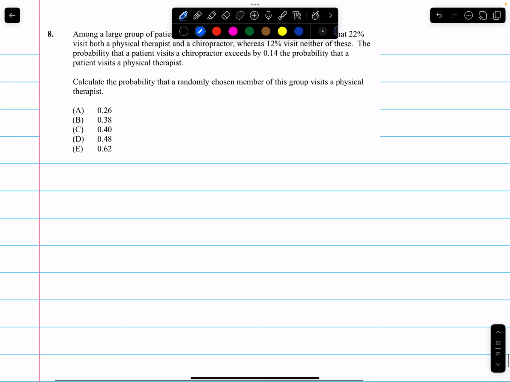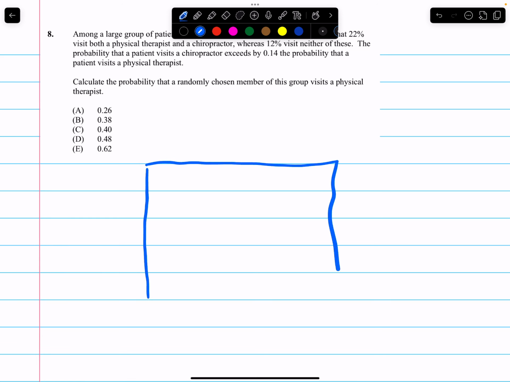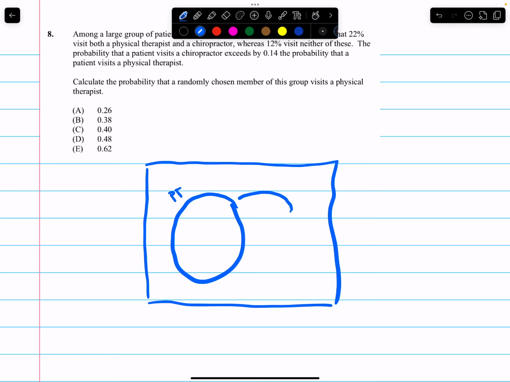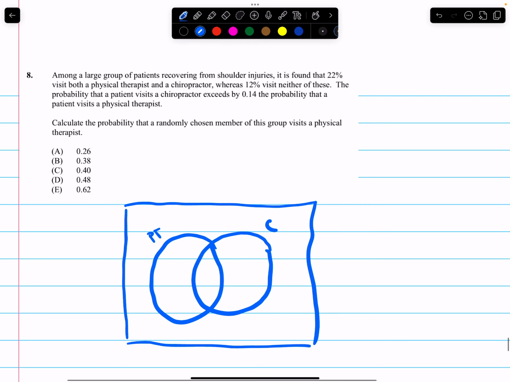Okay, I feel like a Venn diagram is in our future. So we have these two different events: visiting a physical therapist, we'll say that's PT, and visiting a chiropractor, we'll say that's C. Now we know that 22% visited both, so there's going to be 22 right there. And 12% visited neither, so that's out here. So there's some amount there and there's some amount there.